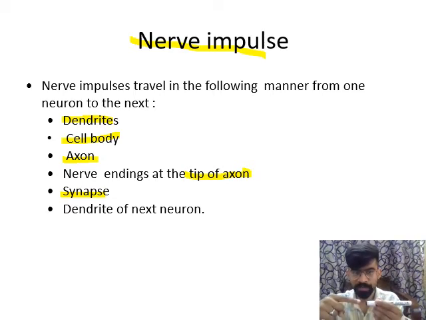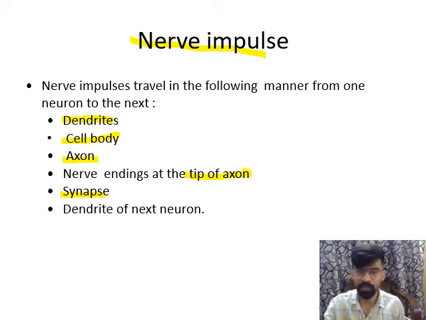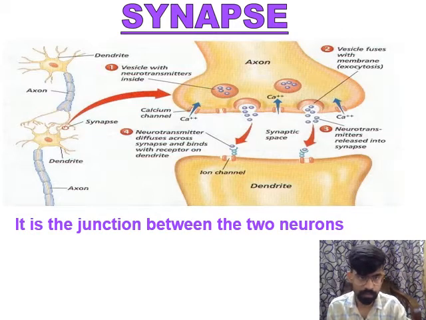So the message will leave in the synapse, and then it will again be received by the next dendrite. Then the same process will repeat: dendrite to cell body, axon, and nerve ending. This is the method by which the message travels from one neuron to the next neuron. This is the synapse. You can easily understand by this picture.